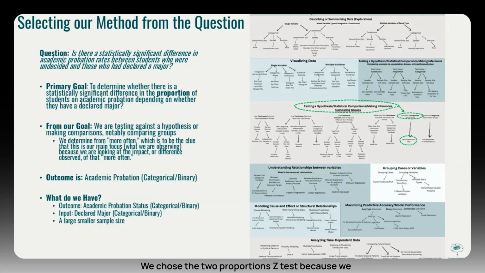We chose the two-proportion z-test because we have a binary outcome, on academic probation or not. We're comparing two independent groups, students who are undecided and those who declared a major. Each group has enough cases for the z-test assumptions to hold, at least 5 successes and 5 failures. This test helps us determine whether the difference in probation rates between the two groups is statistically significant.